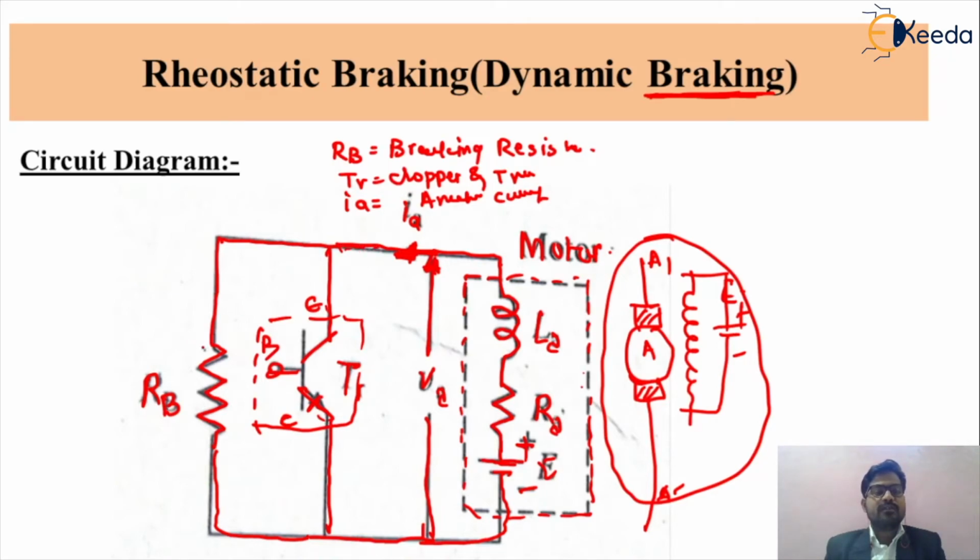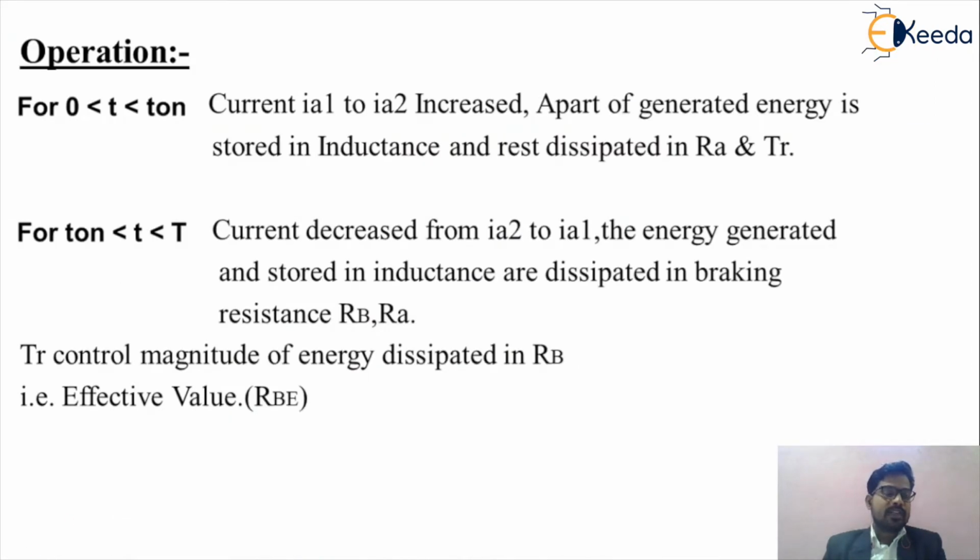So what will be the difference? We are just replacing the source voltage by the braking resistor. Now we can understand the operation of the dynamic braking chopper circuit. For the time period 0 to t on, the value of current increases, and part of the generated energy stored in the inductance and resistance is dissipated in the armature resistance and the transistor when the transistor is in the on condition. This is called the first operation.